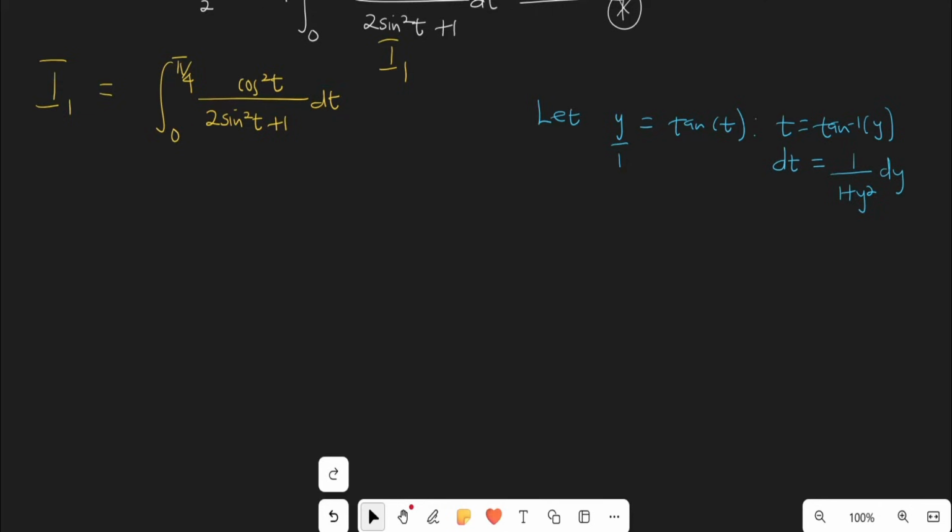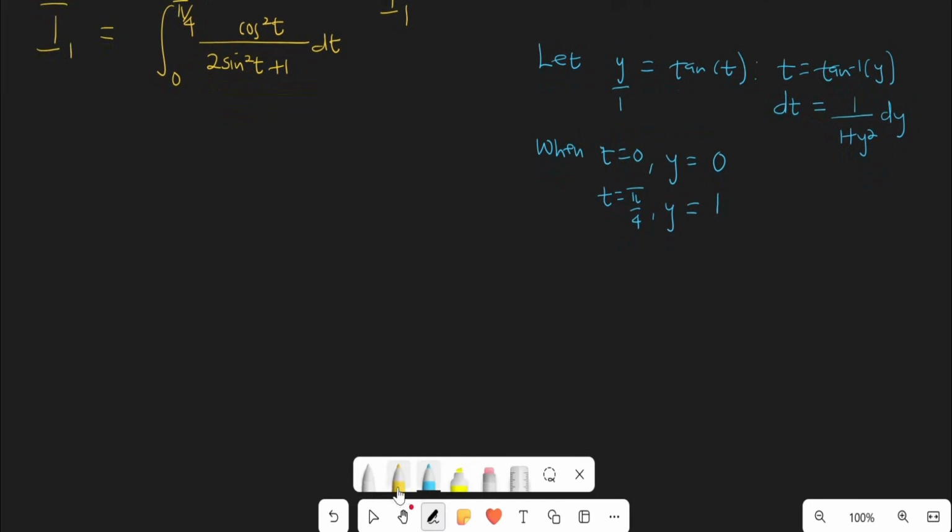Now let's find the change in limits. When t is equal to 0, y is equal to the tan of 0, which is 0. And when t is equal to the upper limit, which is pi over 4, y is going to be equal to tan of pi over 4, which is 1.